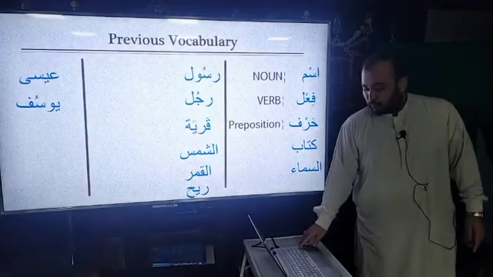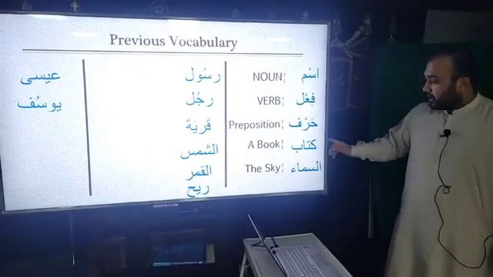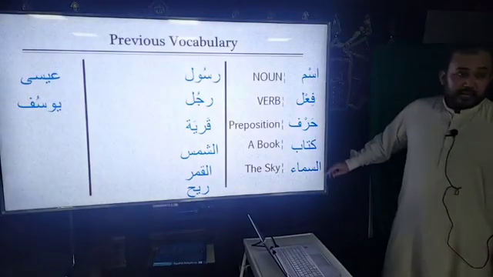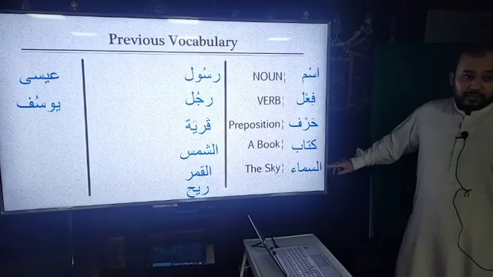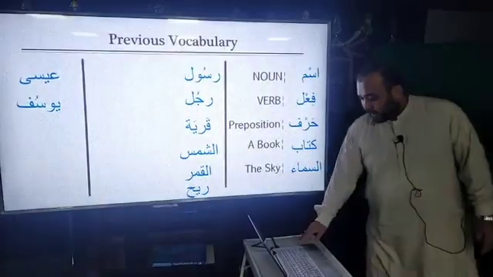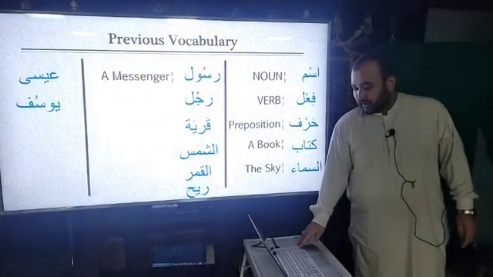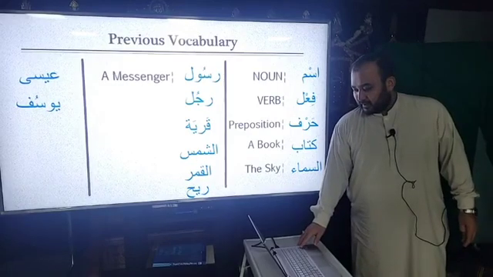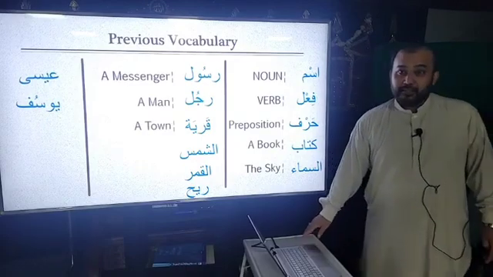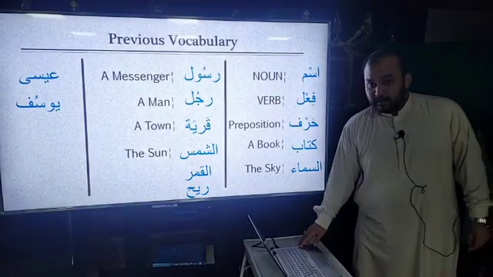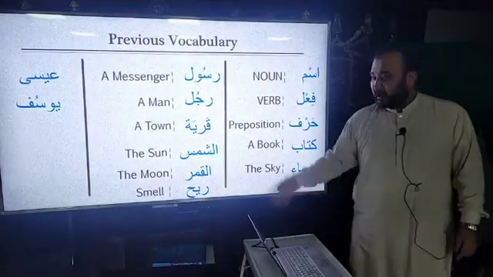Kitab, book. Sama, sky. Do you see why we have a book and the sky? This one doesn't have an alif lam, so that's a book. And this one has an alif lam, so it's the sky. Rasul, a messenger. Rajul, a man. Qarya, a town. Ash-Shams, the sun. Al-Qamar, the moon. Rih, smell, or a smell.